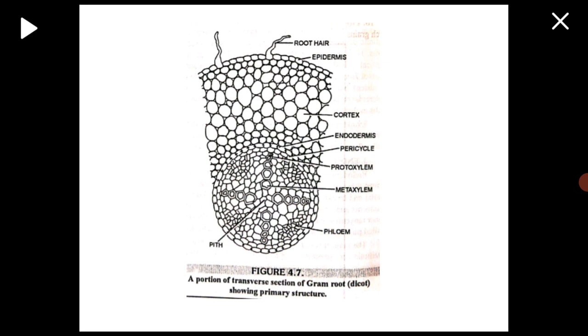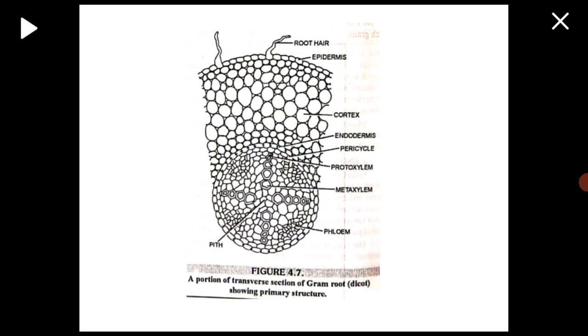Cortex. Next, that is the cortex. The cortex of roots originates from the periblem or the ground meristem of the apical meristem. It is composed of thin-walled parenchymatous cells with prominent air spaces. In water plants, the intercellular spaces are large and formed by breaking of cells. These spaces are called air spaces or lacunae.